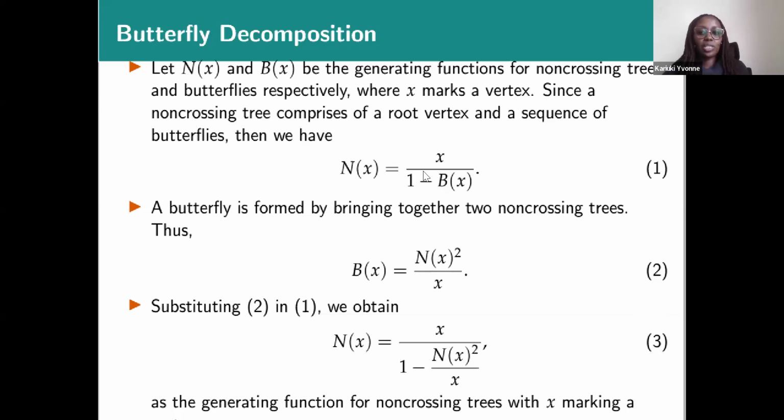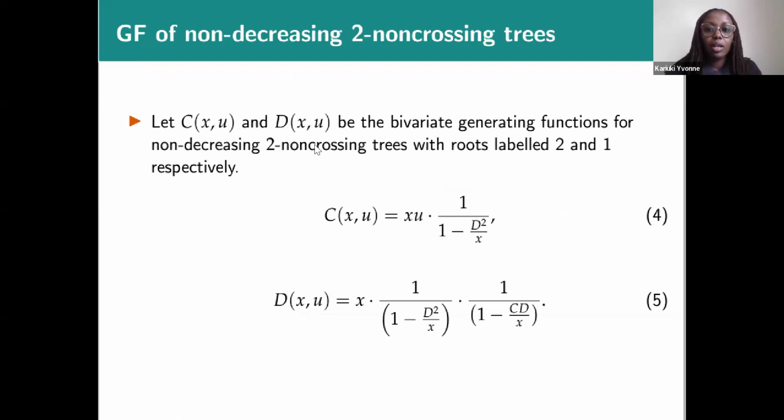So we are going to use these generating functions and now apply them specifically to our non-decreasing to non-crossing trees, which is where we are with this slide. We enumerated these trees by taking care of considering the number of vertices that are labeled 2. That is why we are using the bivariate generating functions, where we have X just marking a normal vertex, but specifically any vertex that is labeled 2, we mark that with variable U.